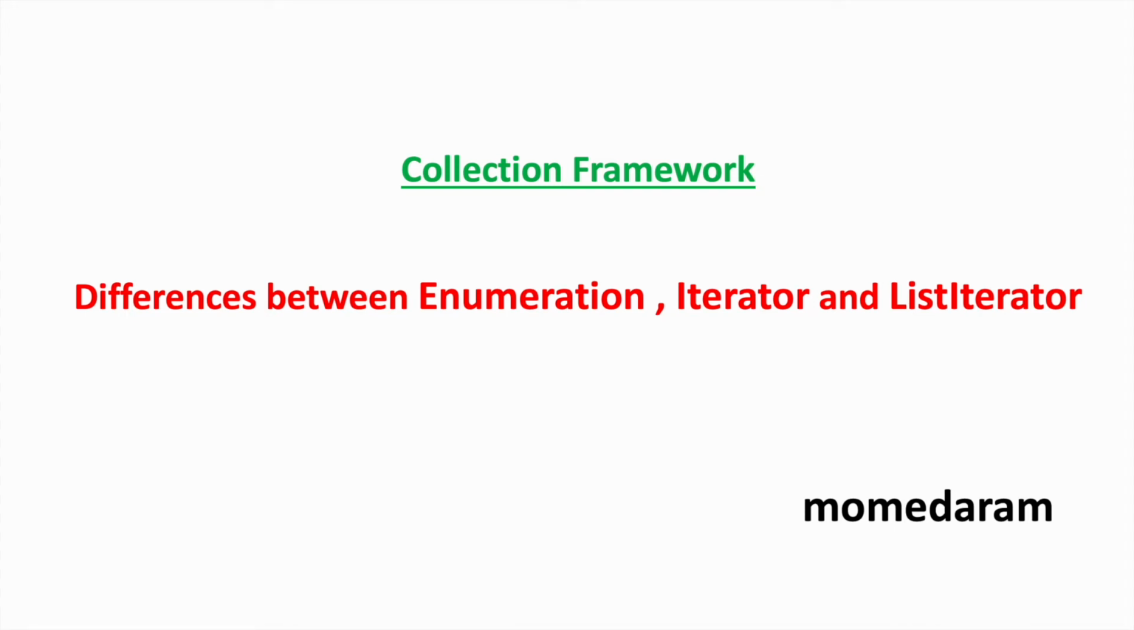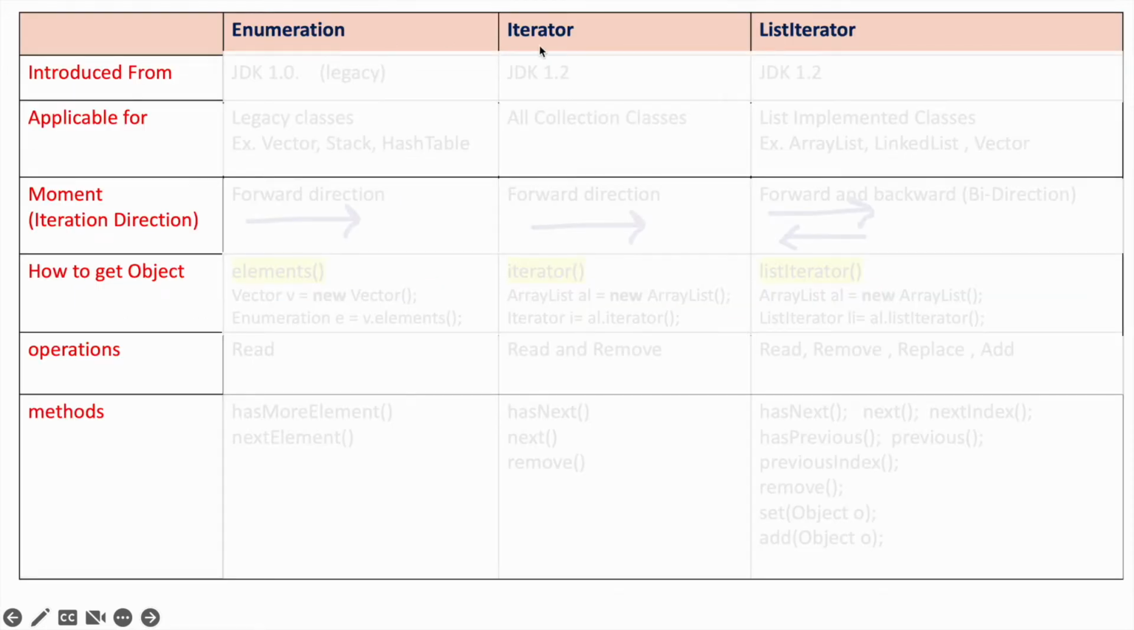Welcome to momedaram. In this video, we will see the differences between Enumeration, Iterator and ListIterator. Enumeration, Iterator, ListIterator provide different ways to retrieve the elements from the collection object. Now we will see the differences between these three interfaces with respect to these properties.